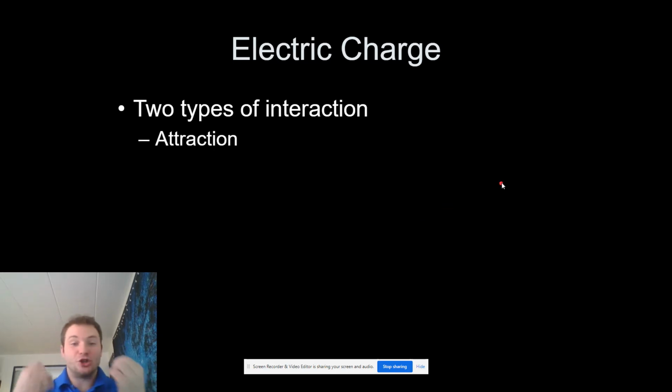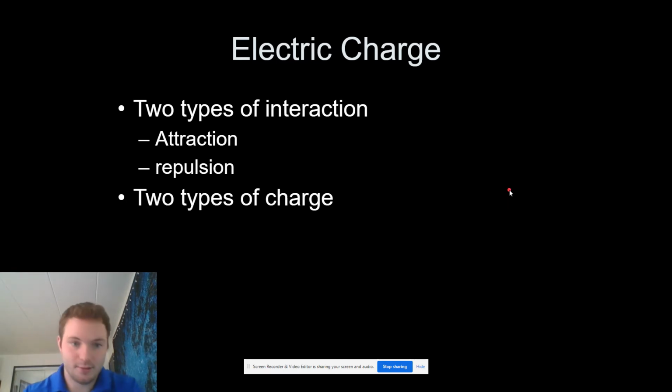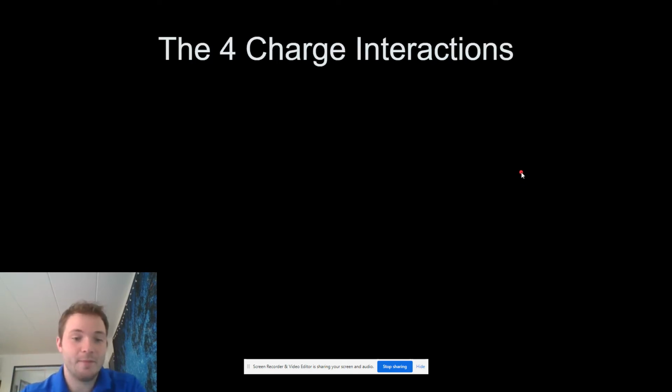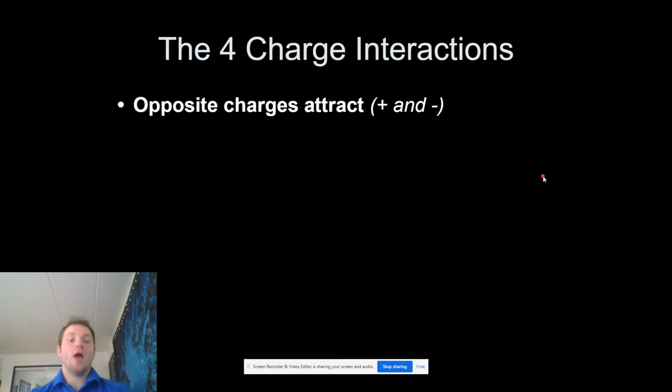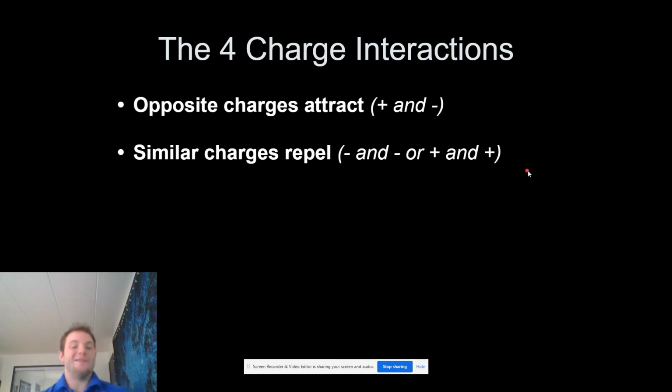When we have charged objects, there's two types of interactions. There's attraction, where two charged objects can pull together. There's repulsion, where two charged objects can push apart. And then there's two types of charge: positive and negative. So there's four interactions these charges can have. Opposite charges, one positive and one negative, will pull together, will attract. Opposites attract. Similar charges repel. So anything that has the same charge will push apart, whether that's negative and negative or positive and positive.